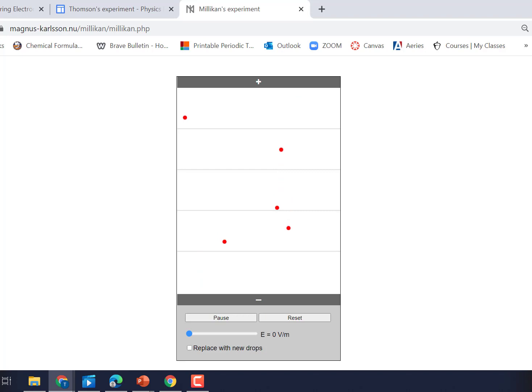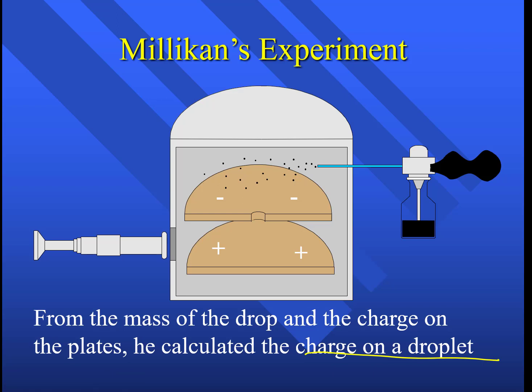So I turn off the field, everybody falls. As I turn it up, they fall at different rates because they have different charges. Every drop is different. So you could figure out the charge on each drop, and it wasn't the same.